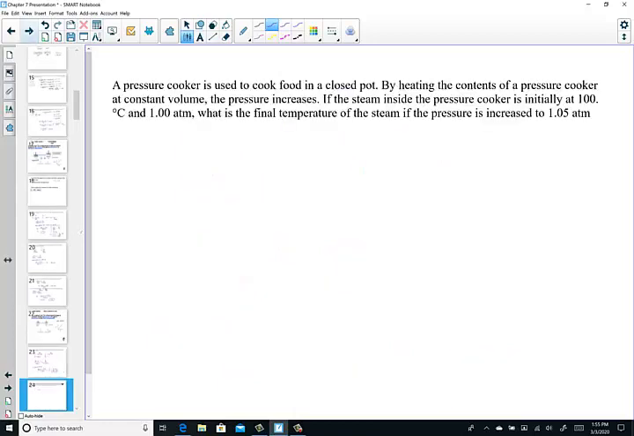You try one. Read about a pressure cooker, pause the video, work this problem out, and then come back to me. These are quite popular right now, aren't they? Pressure cookers.